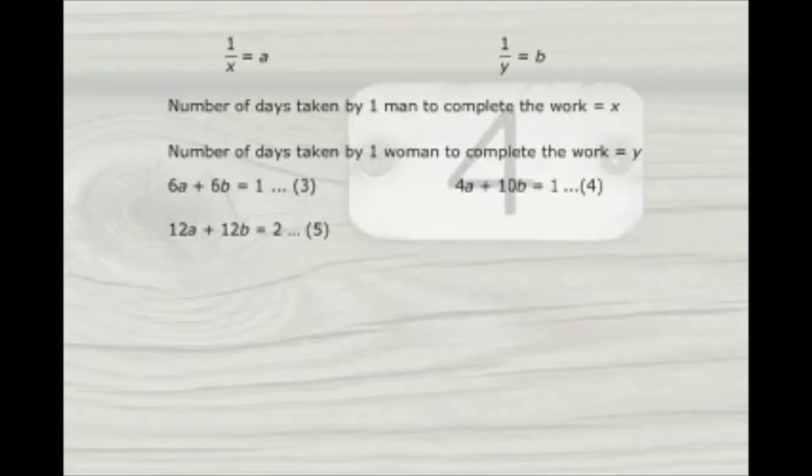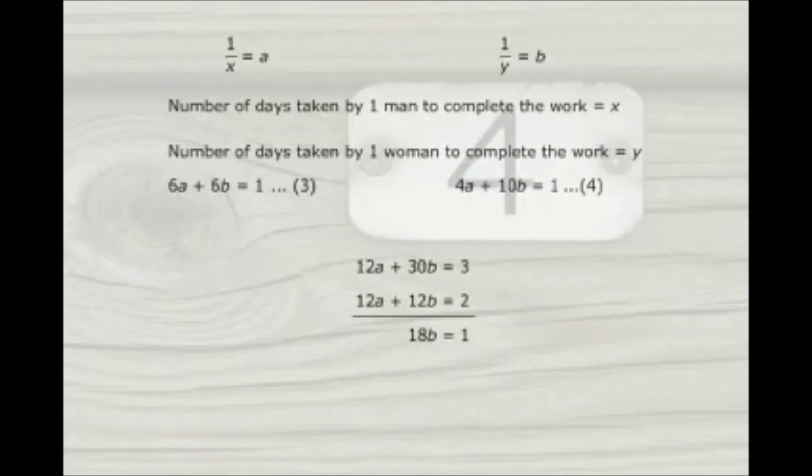Now we shall make the coefficient of variable a equal. For this, we'll need to multiply equation 4 by 3, which gives us 12a plus 30b equals 3. This is equation 6. My word, so many equations. Now we subtract equation 5 from equation 6. There. And we are left with 18b equals 1. So what is b? That is 1 by 18.